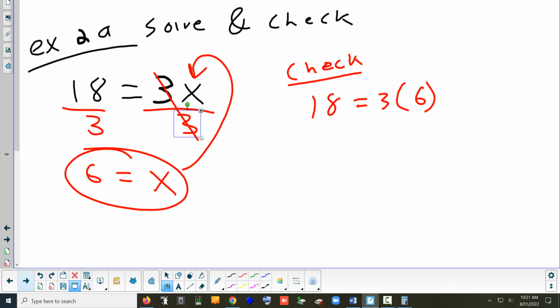Right. We have to show that we're multiplying. We don't want it to look like 36. Okay? So we leave it like that. Put a question mark there, because that's what we're going to find out. 18 equals, if I check 3 times 6 on my calculator, perfect. That does work. So we know we got it.